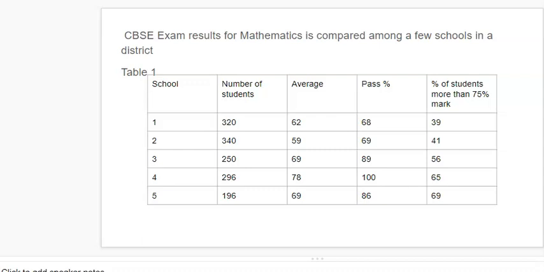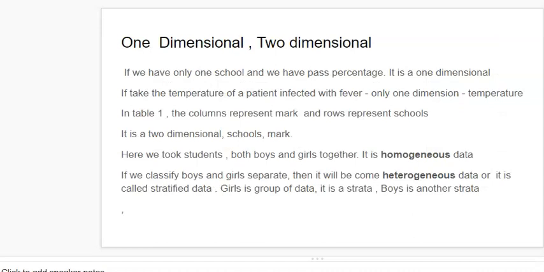So in this case, the total data is divided into 5 schools and we know the number of students from each school, what the average is, and what the percentage is, and again how many percent of students have more than 75%. So it gives a complete analysis of the result so that we can compare the performance of the students of these 5 schools. This is the benefit of the tabulation of data.